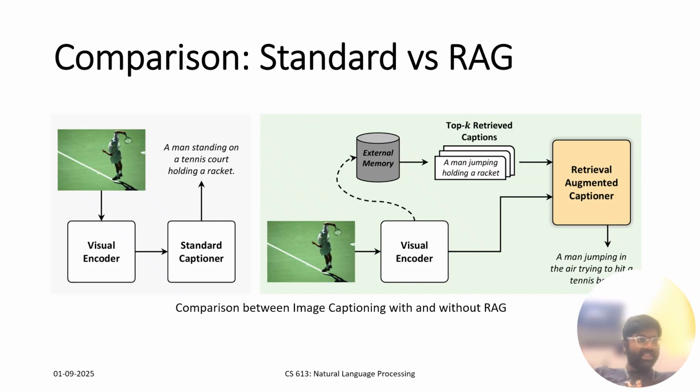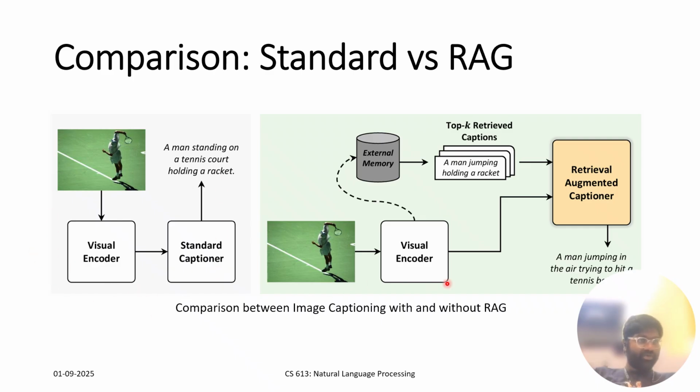Comparing the normal image captioning model and the RAG model proposed in this paper: in normal image captioning, you give an image and it passes to a visual encoder, which encodes the image in some form of vector, which is then given to a standard captioner, which generates a caption. This is the normal image captioning process.